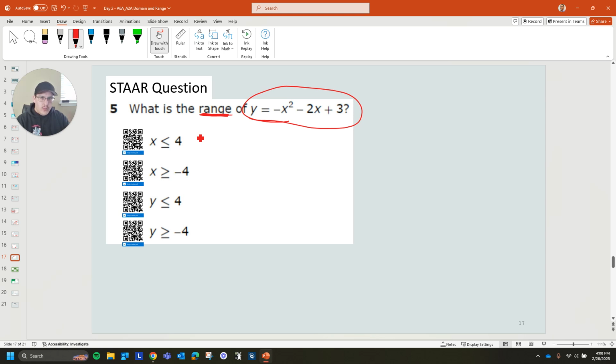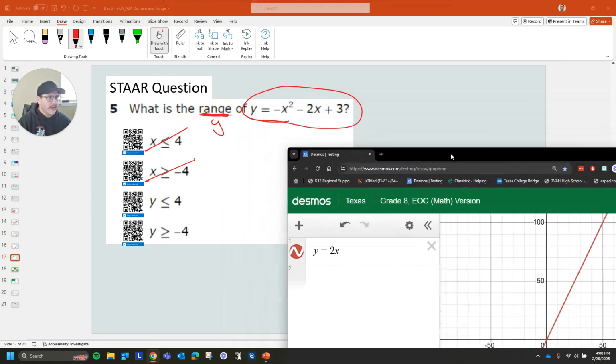Range talks about which values, x's or y's. We're talking about y values here. There's 2 of these answers we can eliminate automatically. First one and the last one. Now, how do we determine which one of these it should be? Well, if you don't know, we can just graph it. Let's get the image.